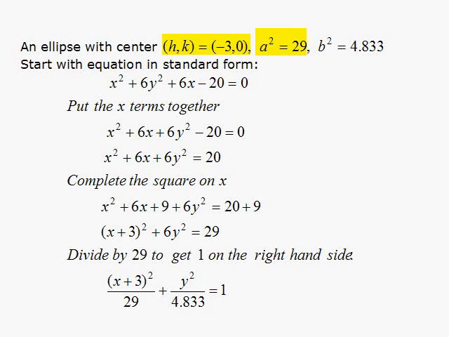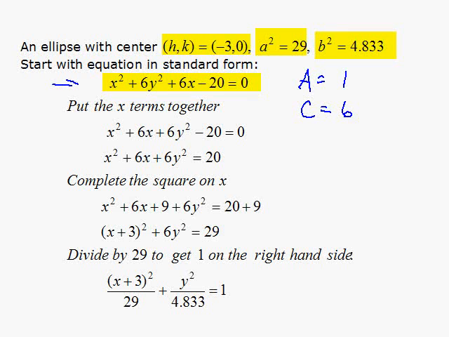Half the major axis squared is 29, half the minor axis squared is 4.833. But we don't know that initially because all we have is the equation in standard form. We can determine that it is an ellipse. In this case, A is 1, C is 6, neither one is 0, and they're not equal to each other. But the signs are the same. So this is an equation for an ellipse.